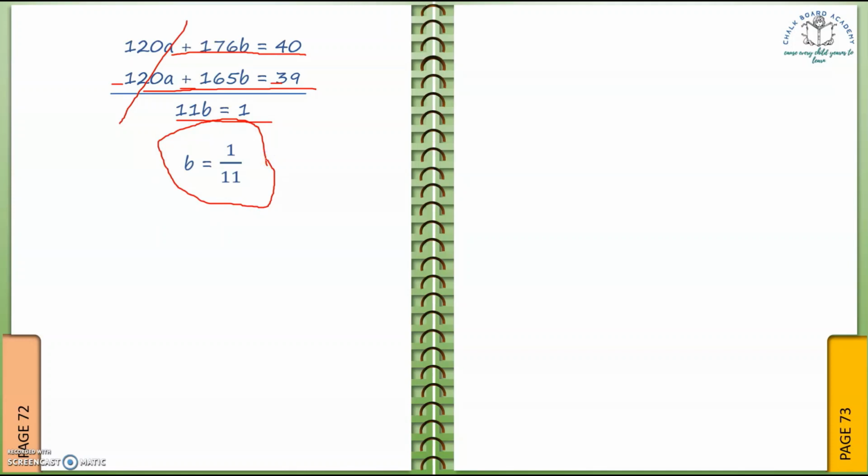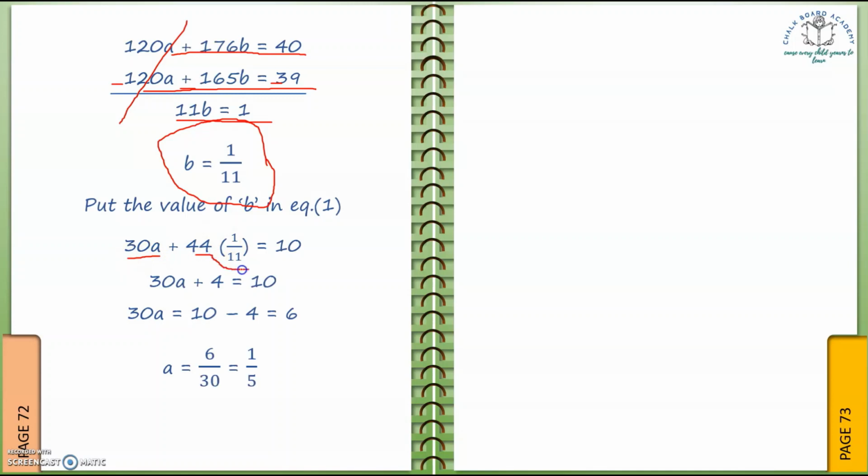Now we can put the value of b in any of the equations. Here we are putting the value in equation 1. So 30a plus 44 multiplied by 1 by 11 is equal to 10. Here we can simply cut 11, because 44 is a multiple of 11. After cutting, we get 4. So 30a is equal to 6. Then a is equal to 1 by 5.